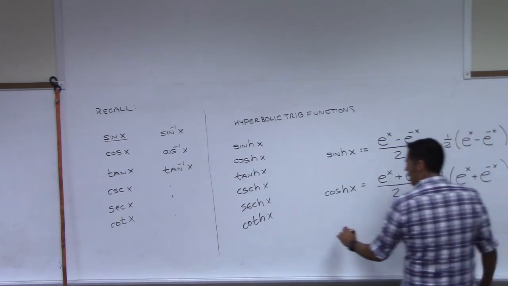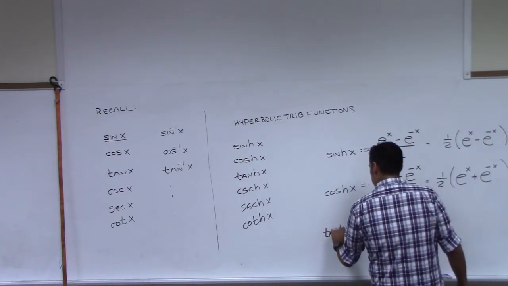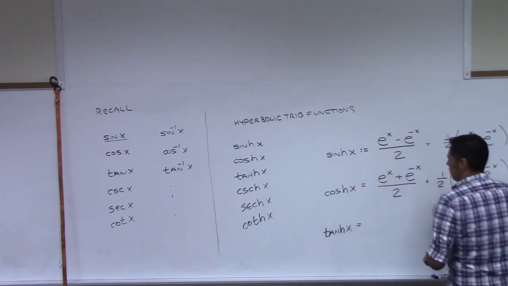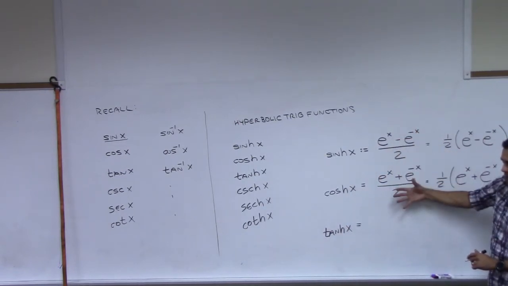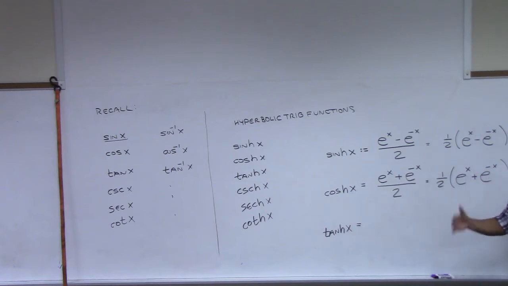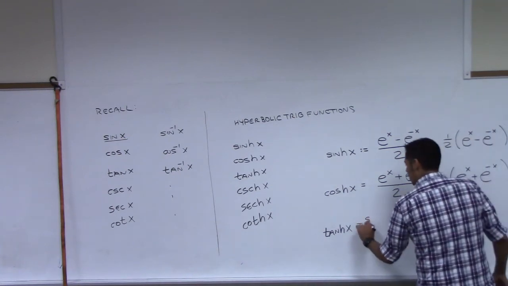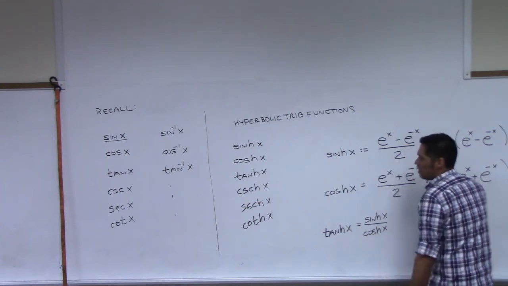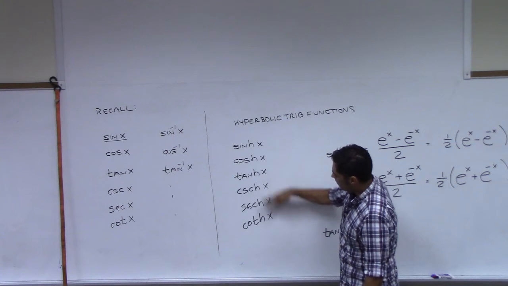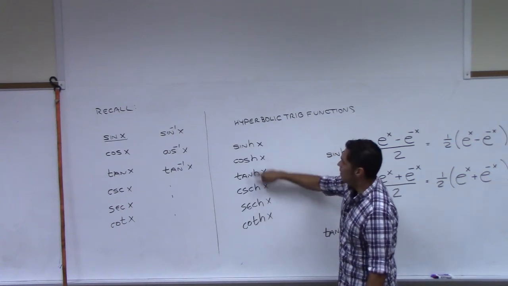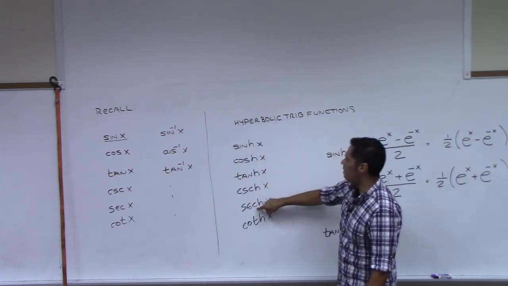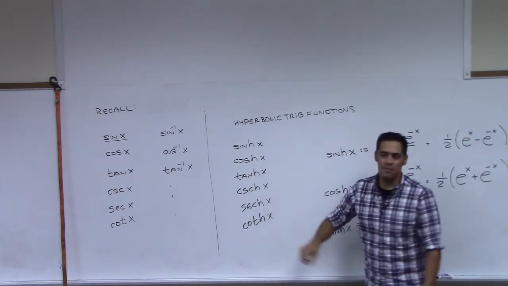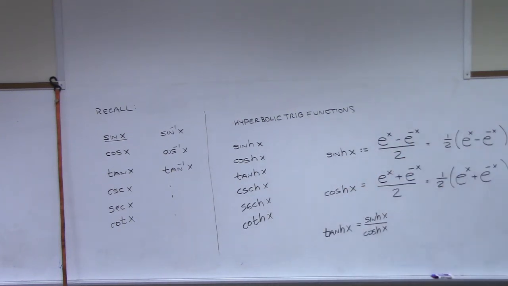And then what would tangent hyperbolic of x be? That thing divided by this thing, right? So good news: tangent hyperbolic of x is the same as tangent was in pre-cal. It's sine over cosine. It's sine hyperbolic x divided by cosine hyperbolic x. So yes, these are all going to be reciprocal functions. Cosecant hyperbolic is 1 over sine hyperbolic, secant hyperbolic is 1 over cosine hyperbolic, and cotangent hyperbolic is just tangent flipped over. Make sense?